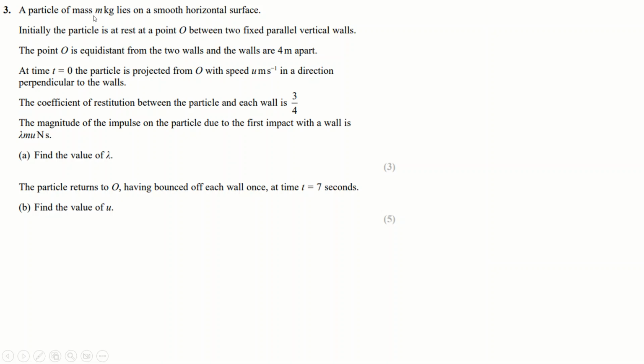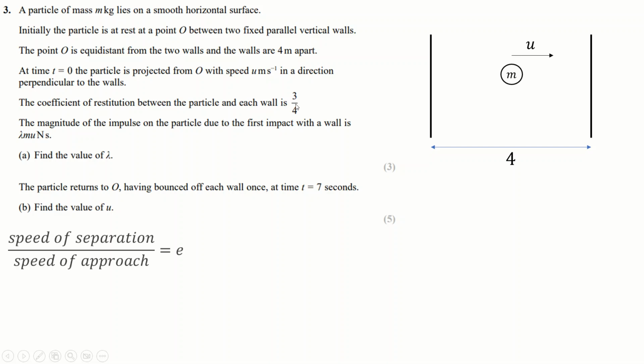Good. Question number 3. We've got a mass m on a smooth horizontal surface with 2 walls in between it. The m is right in the middle of them, and the walls are 4 meters apart. Again, the m is modeled as a particle here, so that's exactly 2 meters to either wall, because we're not considering the size here. Okay, projected towards one of the walls, it doesn't matter which, it's going to be symmetrical, with speed u.